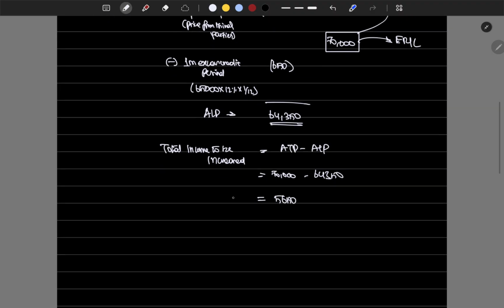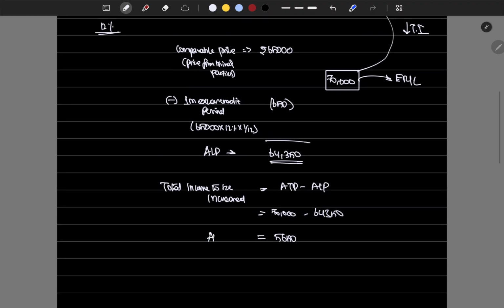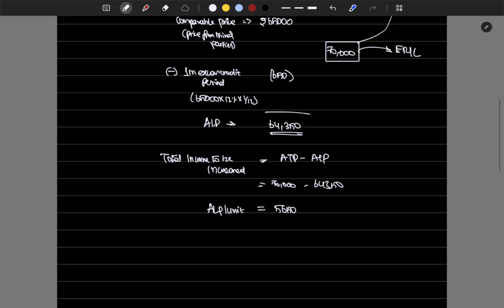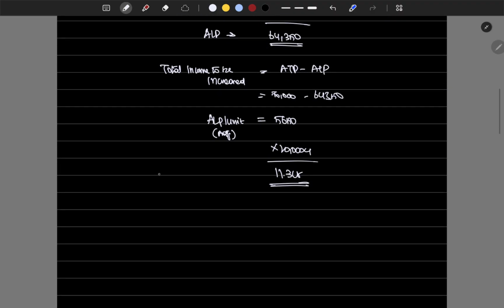Okay, 5,650 is the income per unit of ALP. This is the adjustment value we have to make for all the 20,000 units. So 5,650 into 20,000 is 11.3 crore. 11.3 crore is the increased income, the total income increased by way of primary adjustment.